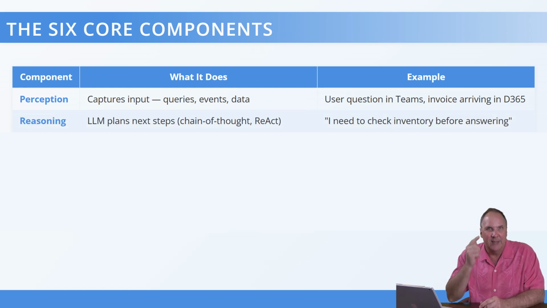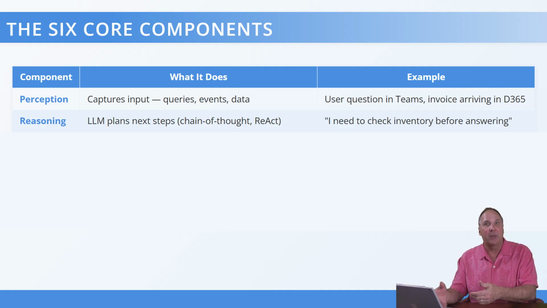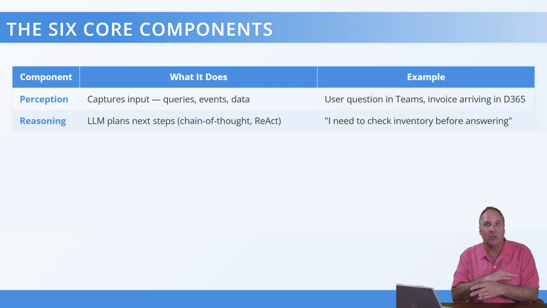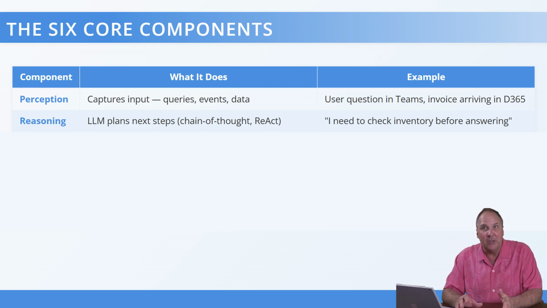Second, reasoning. This is the brain. The large language model doesn't just retrieve text, it actually reasons through what to do next. It uses techniques like chain of thought, thinking through problems step by step, or ReAct, which combines reasoning with acting. So, for instance, when a sales rep asks, what's our inventory status for widget A across all warehouses, the LLM reasons. It thinks, I need to call the inventory system and get the numbers for each warehouse and then aggregate the numbers and compare that to reorder thresholds.